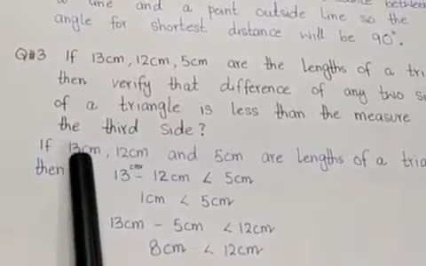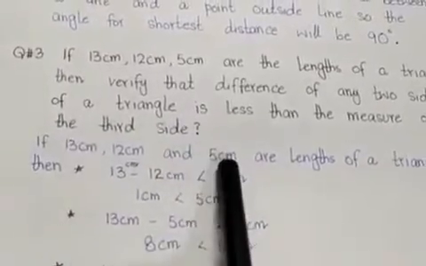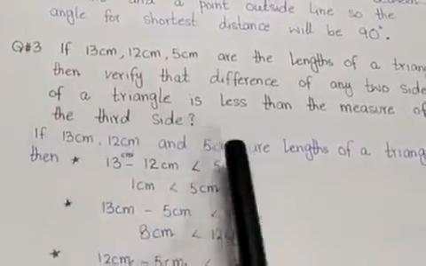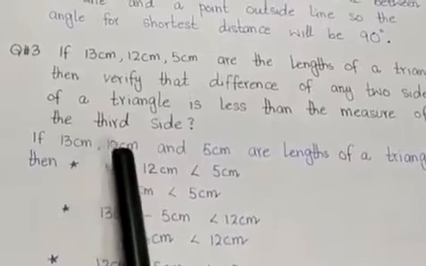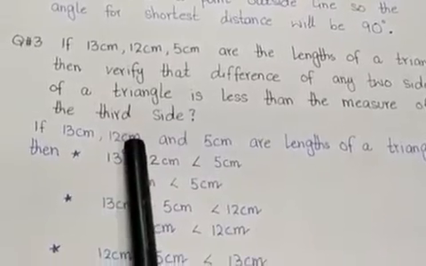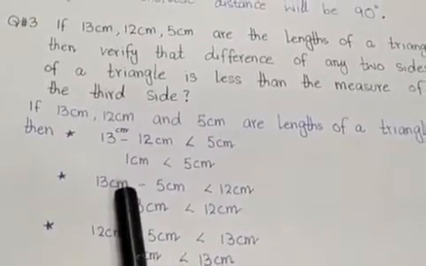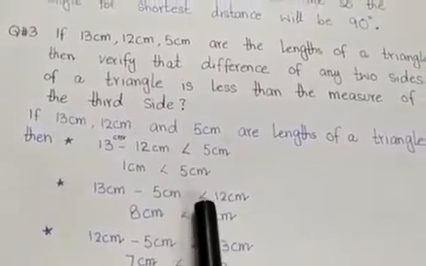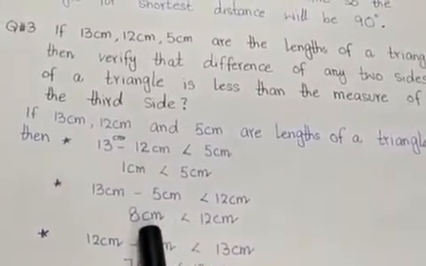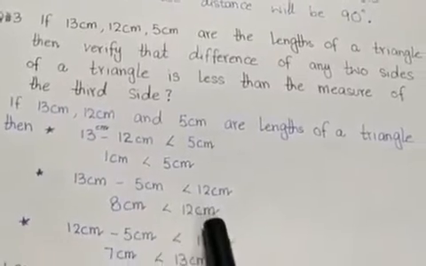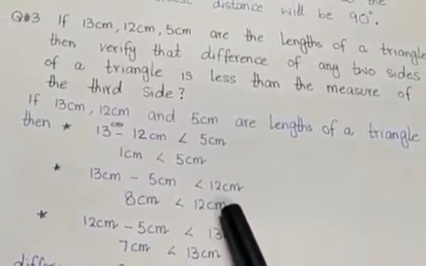Now take the other side. If I take the difference of this side and this side, 13 centimeter minus 5 centimeter, the answer should be lesser than the remaining side, which is 12. So subtract 13 centimeter minus 5 centimeter, it should be lesser than 12. 13 minus 5 is equals to 8 and 8 is lesser than 12. So again it is verified.